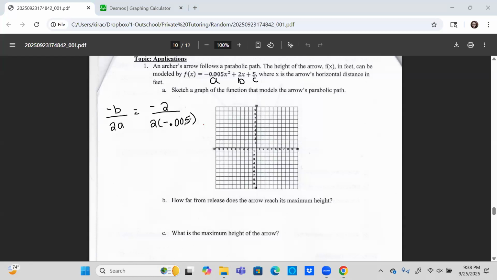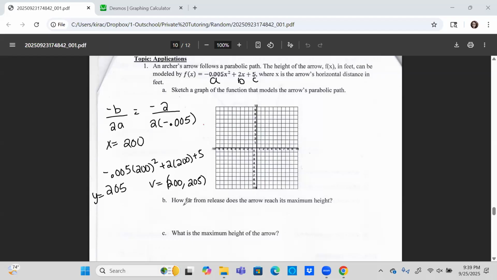I'm just going to use my calculator for that. Okay, that came out to be 200. And so that's the x value of the vertex. Now plug that into the function: -0.005 times 200 squared plus 2 times 200 plus 5. Just run that right through the calculator. I got 205. So that's our y. So our vertex is (200, 205).